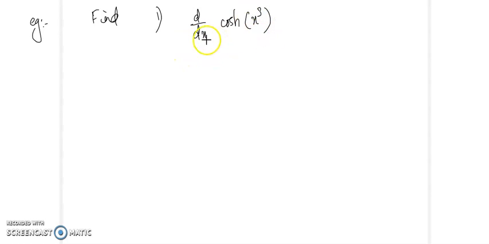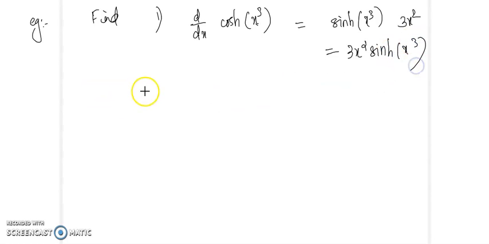So let us see a few examples of finding the derivatives. So find d by dx of cosh x cubed. The basic function, the outermost function, is cosh x. In place of x you have x cubed. So by the chain rule you will get sinh x cubed, then take the derivative of x cubed, that will be 3x squared. So that is 3x squared sinh x cubed.